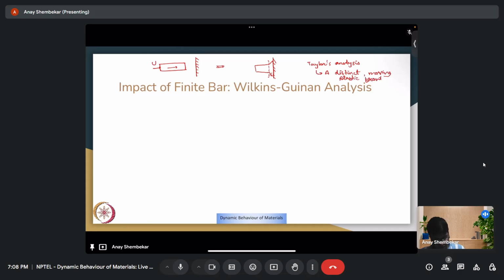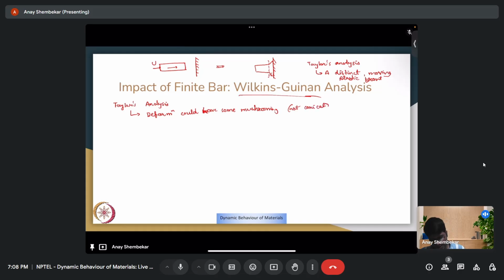However, in the Wilkins-Guinan analysis, there are a couple of things that we have to note. Before that, I should write down the limitations of Taylor's analysis. So the first one was that the deformation could have some mushrooming at high speeds. So it's not conical in a sense.